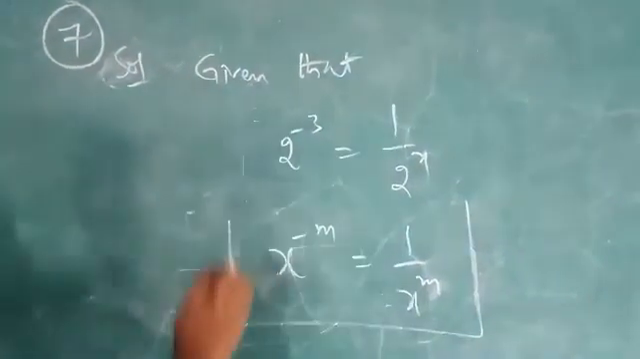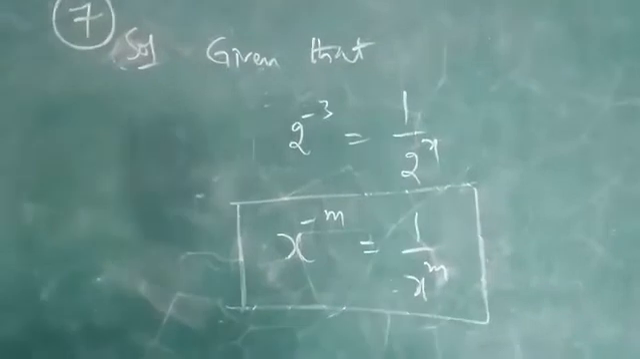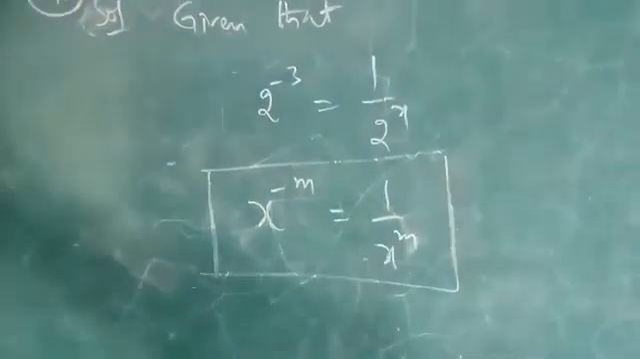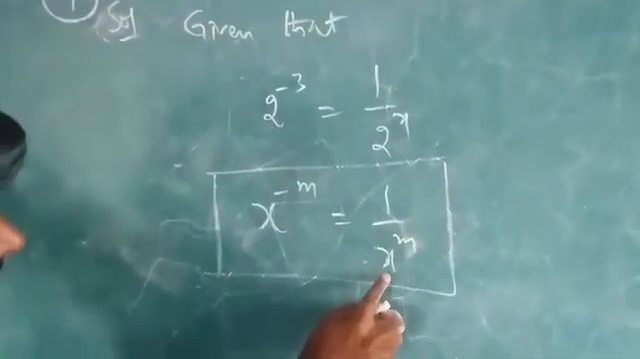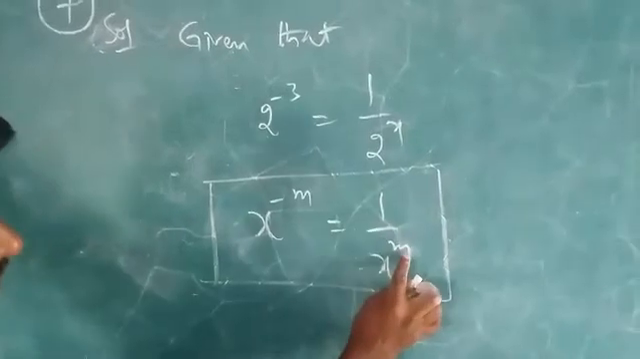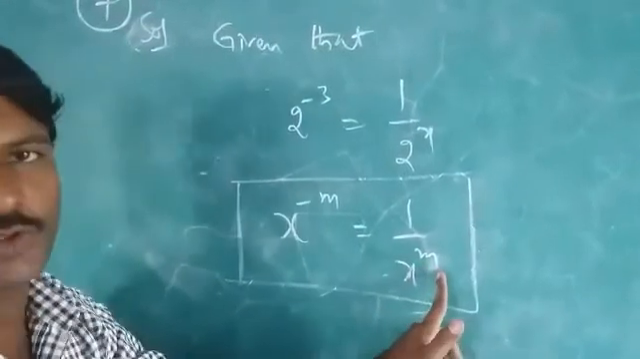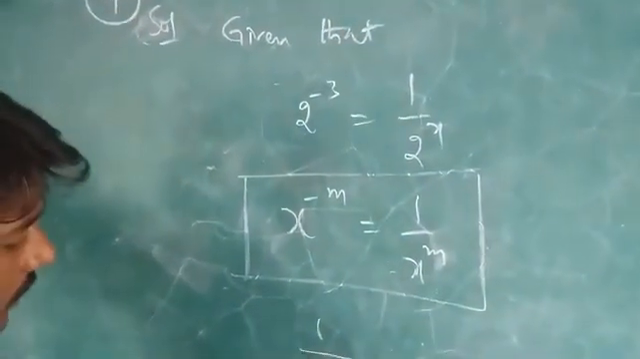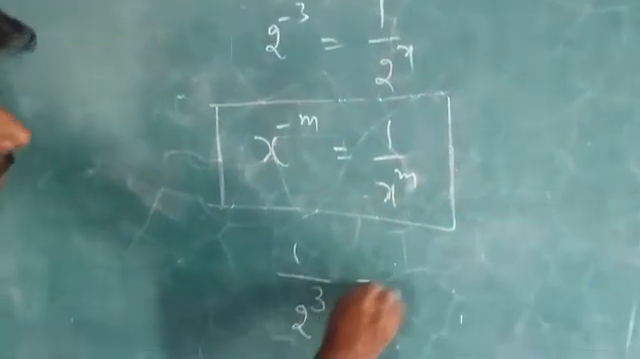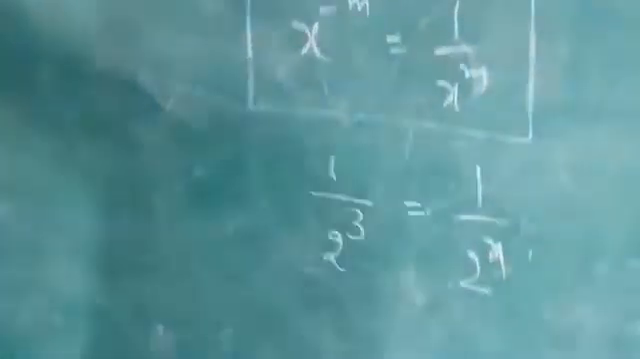There are many ways to solve this problem, different methods. You can do it in another method also. Now here 2 to the power of minus 3 is there, I get it as 1 on x to the power of m, meaning this negative power, if it comes in the denominator, becomes positive. So I'll write here 1 on 2 cube is equal to 1 on 2 to the power of x.